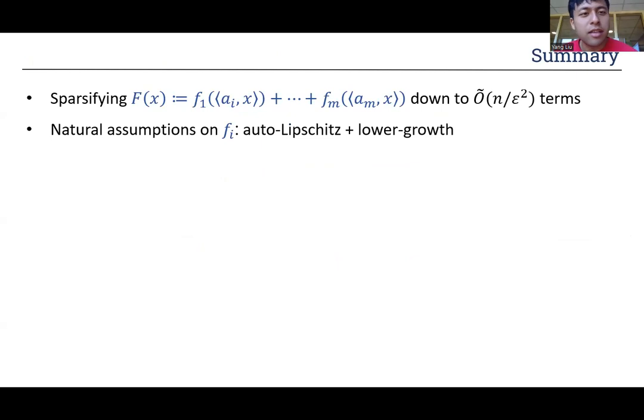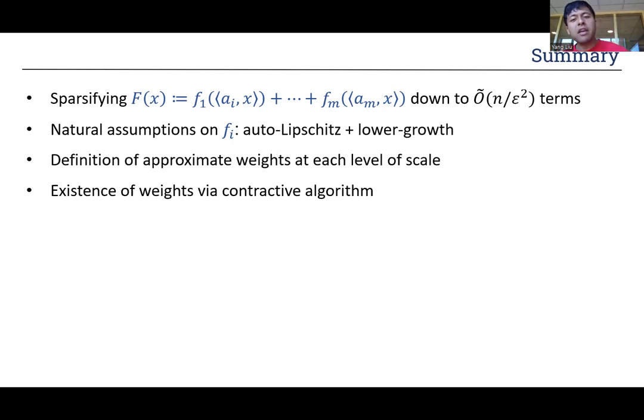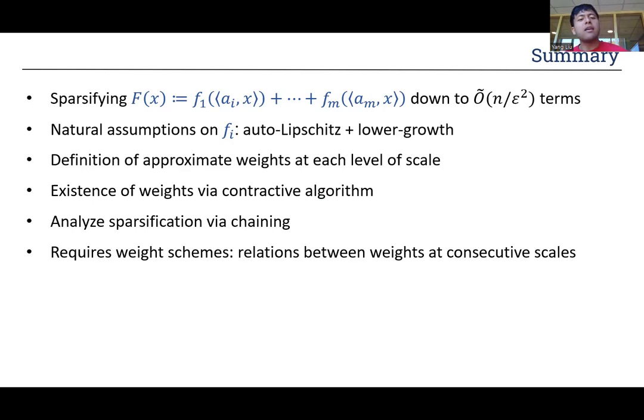Okay, to summarize, in this talk, we talked about sparsifying functions f(x), which were the sum of f_i(a_i·x), which we termed generalized linear models. We obtain near linear size sparsification under natural assumptions on f_i, auto-Lipschitzness and lower growth. The main parts of the proof were to define approximate weights at each level of scale for the function because the functions are non-homogeneous. These weights are proven to exist via a contractive algorithm. And then we analyze the sparsification by sampling by these weights via chaining methods.